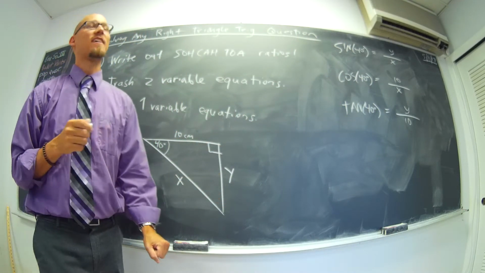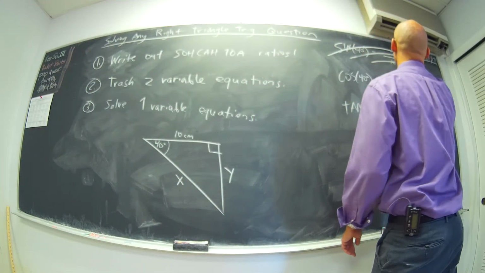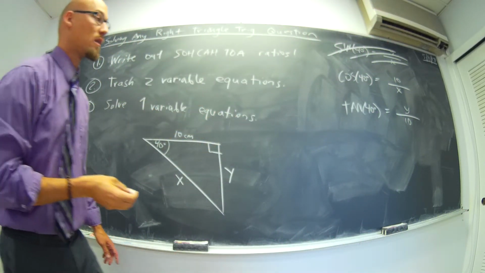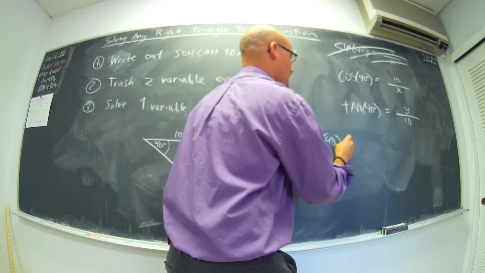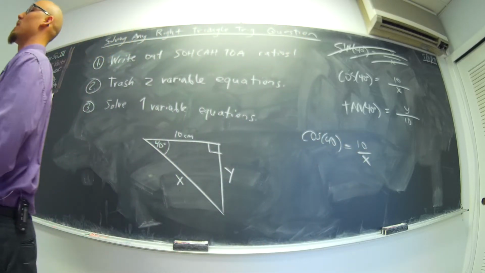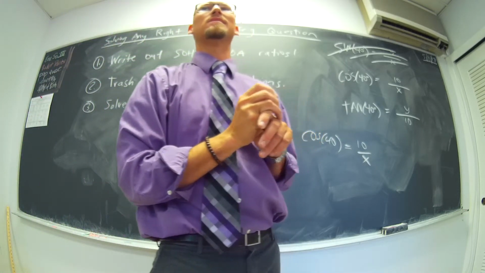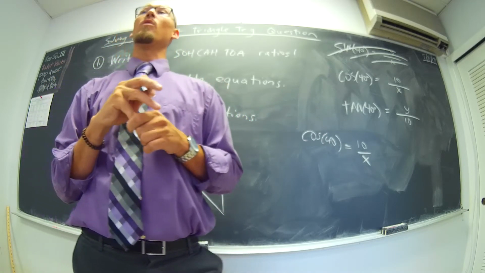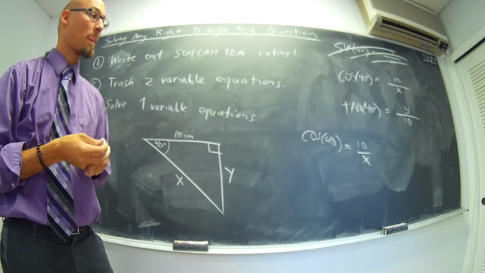Okay, step two, what do we do? Now we solve the remaining ones that have one variable. Cosine of 40 is 10 over x. Now I want to get x by itself. Right now x is in the denominator, and that's not really nice. You can reciprocate both sides, or you can multiply both sides by x and then divide 10 by cosine 40.